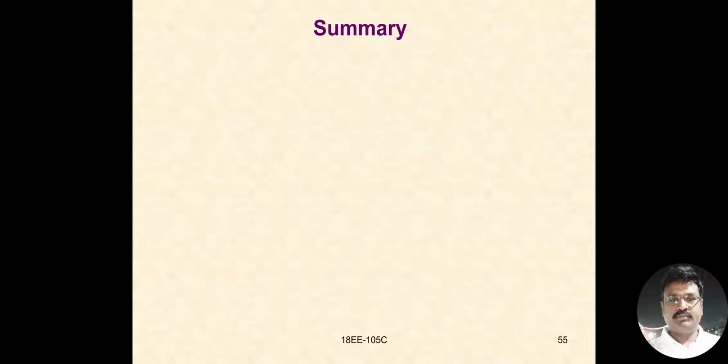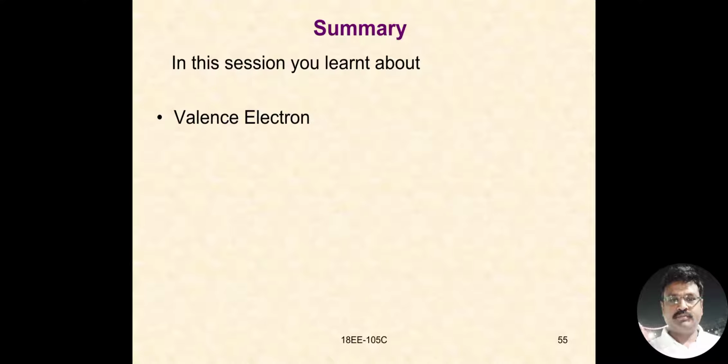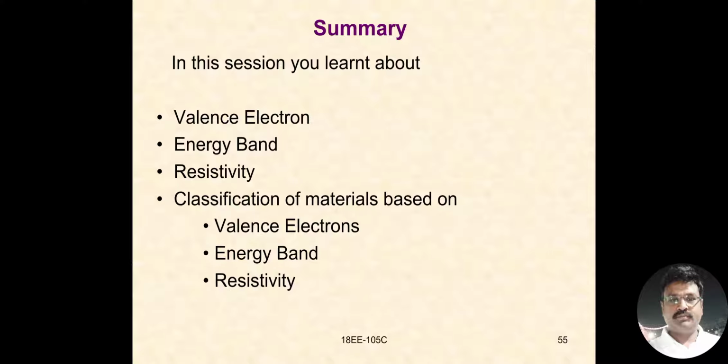Now let us summarize all the points. In this session, we learnt about valence electrons, a very important topic, very important point: valence electrons, energy band, resistivity, and classification of materials based on valence electrons, energy band, resistivity.